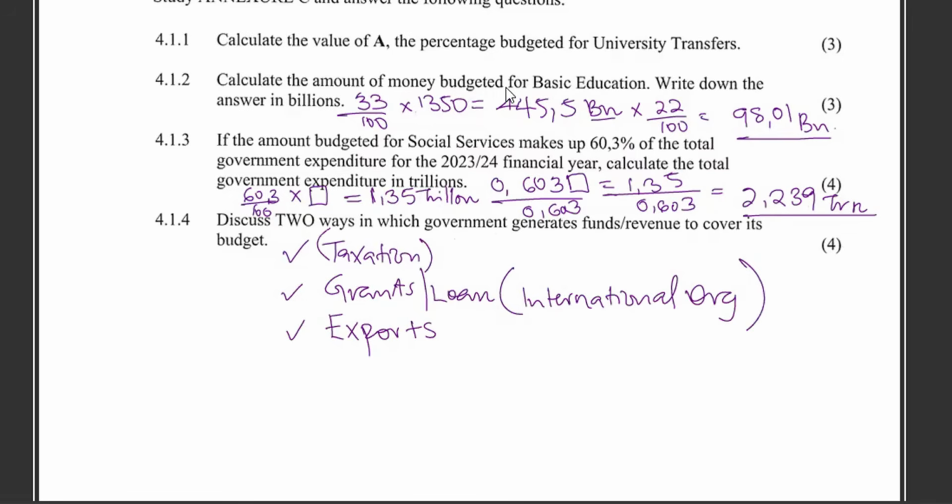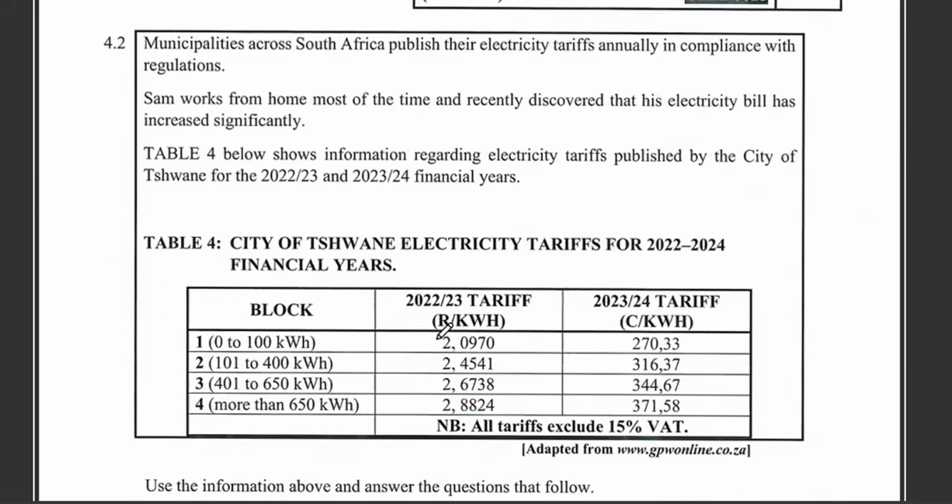Taxation is too wide. This is where you find your VAT, your PAYE. We have duty fees, sorry, customs fees. It's too big. It's too wide. Okay. Let's look at question number 4.2.